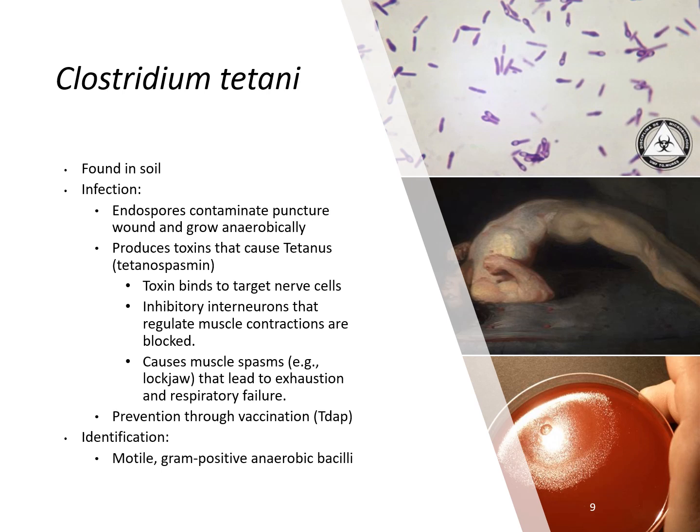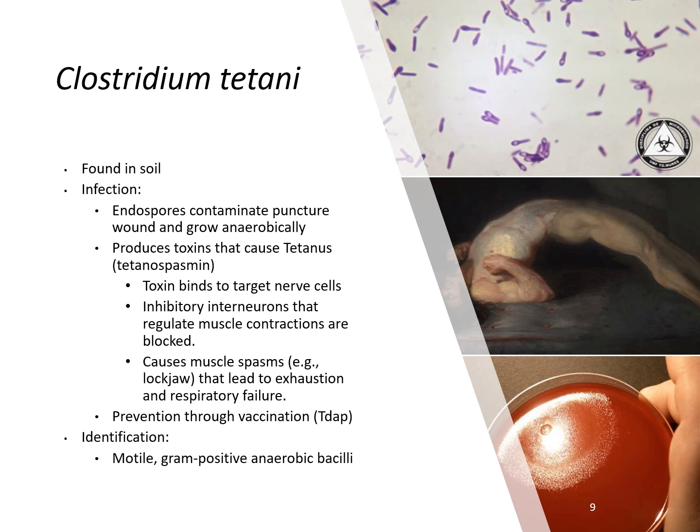And so the toxin will actually bind the different target nerve cells, and then it will actually inhibit the interneurons that regulate the muscle contractions, and these will actually be blocked, which will cause muscle spasms, more commonly known as lockjaw, and then it will lead to exhaustion and respiratory failure within the patient. And this is said to be a very painful and very rapidly fatal disease when it affects those nerve cells like that. And so this is why the vaccination was invented to help prevent tetanus.